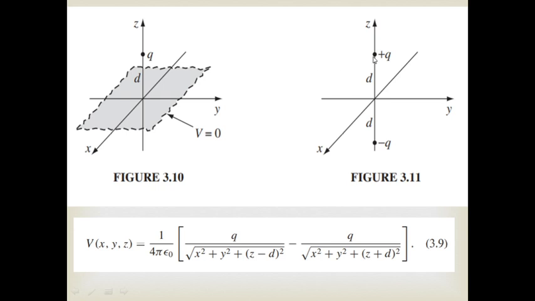Plus q charge is residing on the positive z axis at 0, 0, d, and the mirror image of this positive charge on the negative z axis, that is minus q charge, is residing at 0, 0, minus d. Because of this configuration, what is the potential created?